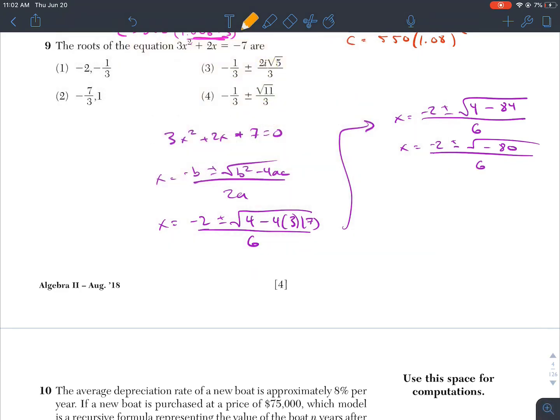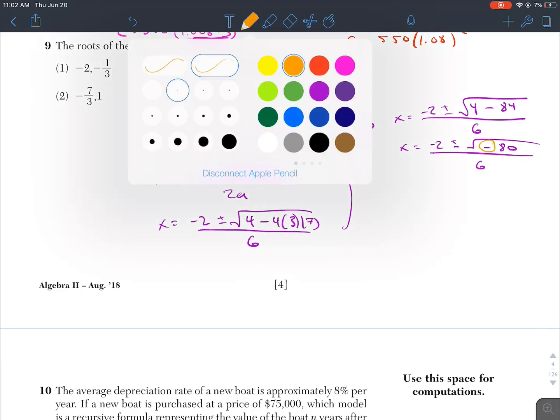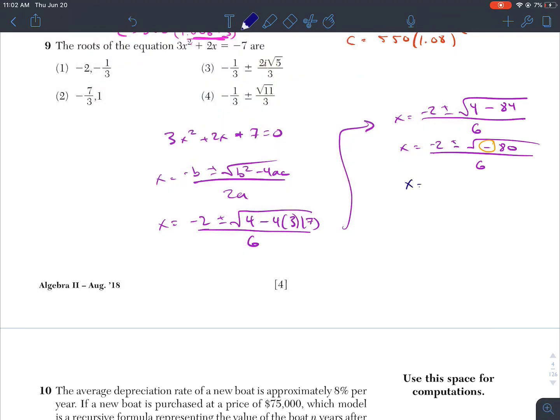Right away, we see the square root of a negative number. So that's going to be x is equal to negative 2 plus or minus i times the square root of 80 all over 6. And this still isn't one of our answer choices. But it is apparent which one is the correct answer. It's got to be 3. Let's see why. Well, because it's the only one with i, but let's see if it really works.